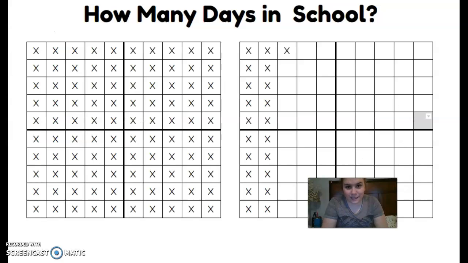Now let's take a look at how many days in school. I know it's kind of confusing because we have not been physically in school, but we are learning outside of school. So we're going to continue doing how many days in school. So let's take a look. Here's our hundreds grid and our other hundreds grid. So far, we have been in school for 10, 20, 30, 40, 50, 60, 70, 80, 90, 100, 110, 120, 121.